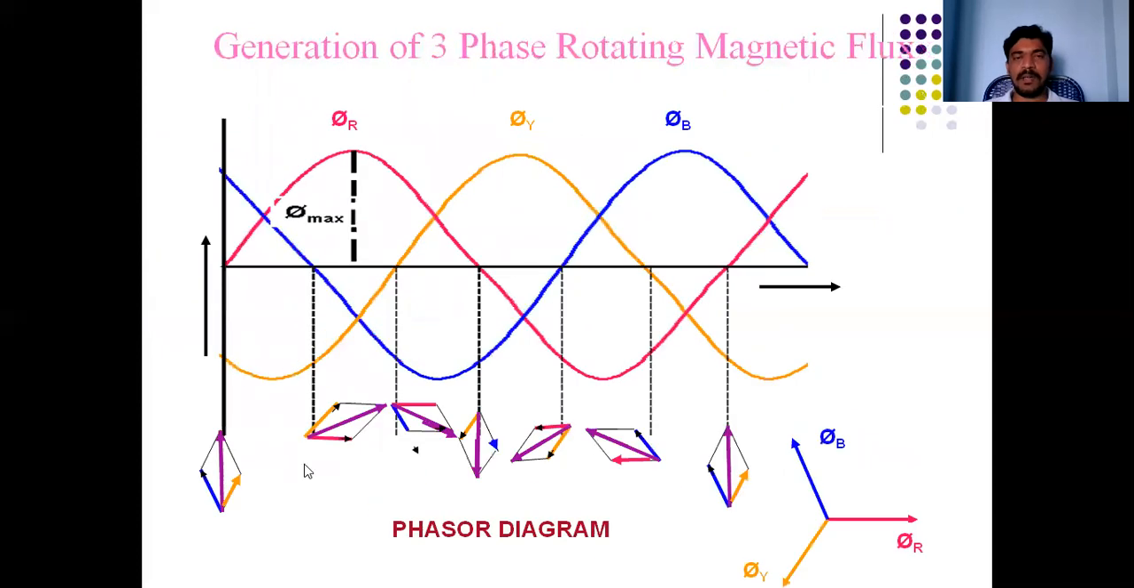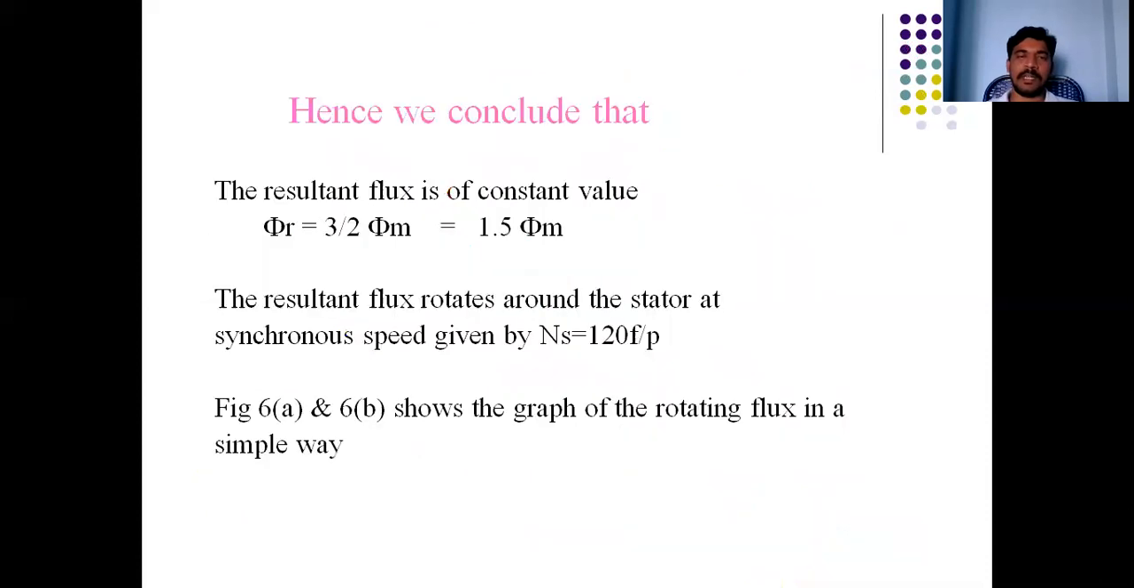So, from these points, we can understand that in the first case the resultant flux is like this. Then in the second case the magnitude is the same, but it is shifted by 60 degrees. Again at 120 degrees the magnitude is 1.5 phi m, but again it is shifted by 60 degrees. Then at 180 the magnitude is the same, but it is rotated. Again it rotates. So for 360 degrees, the resultant value also rotates 360 degrees.